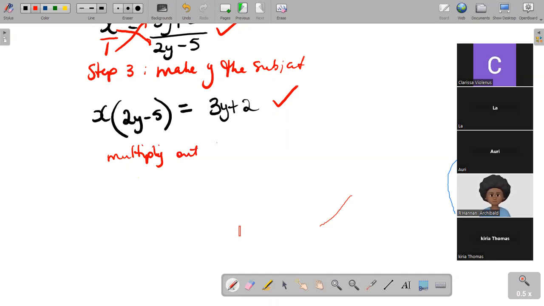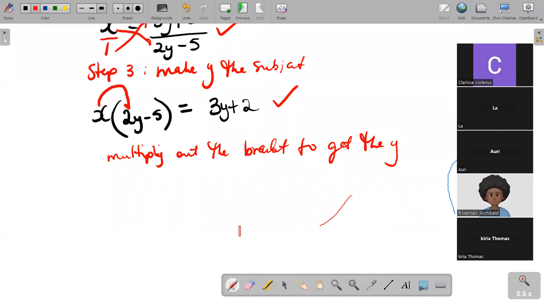Multiply out the brackets to get the y. So let me pause here. Everybody understand why I'm going to multiply out the brackets? You should know in algebra, whenever you see brackets and you've got to break it down, you've got to multiply them out. So let's go. What do I multiply?